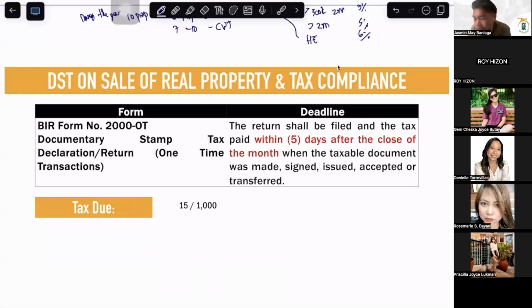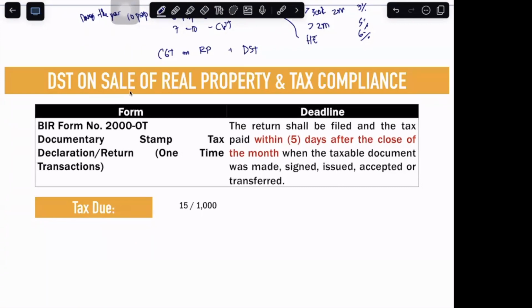So aside from paying your CGT on the sale of real property, you should also pay your documentary stamp tax, because generally a sale of real property is evidenced by a document. And since it is evidenced by a document, it will be subject to tax. So what is the tax? The tax is 15 pesos for every 1,000, or 1.5%.